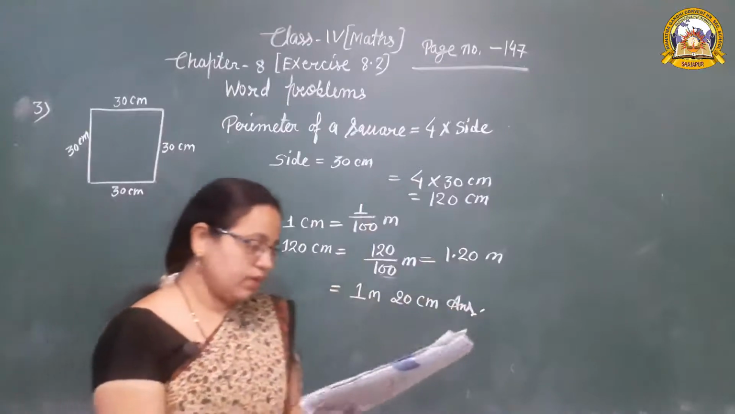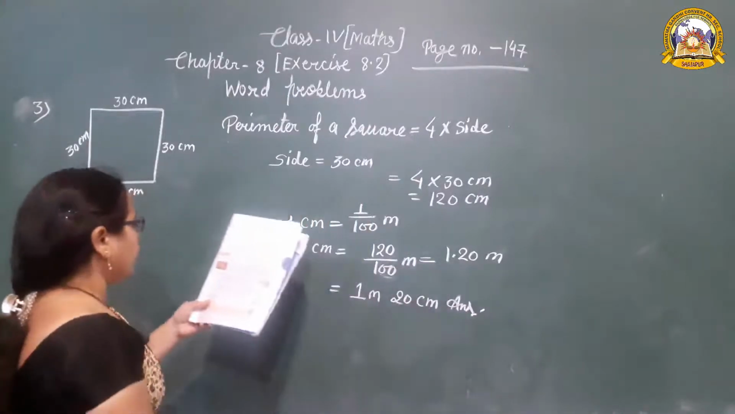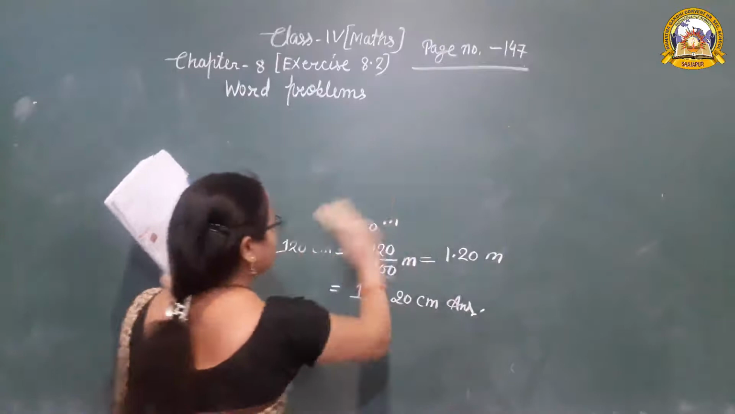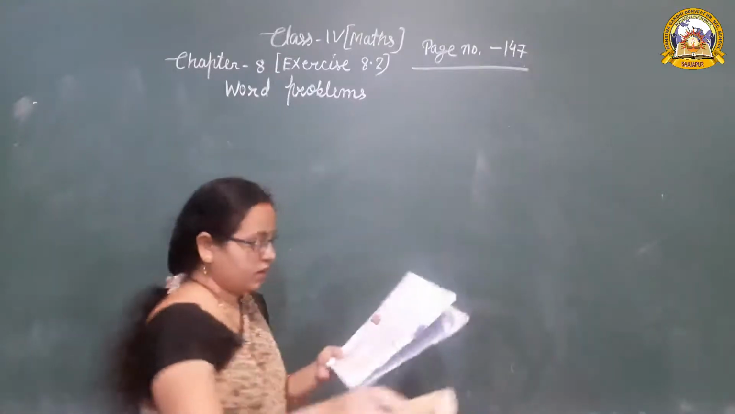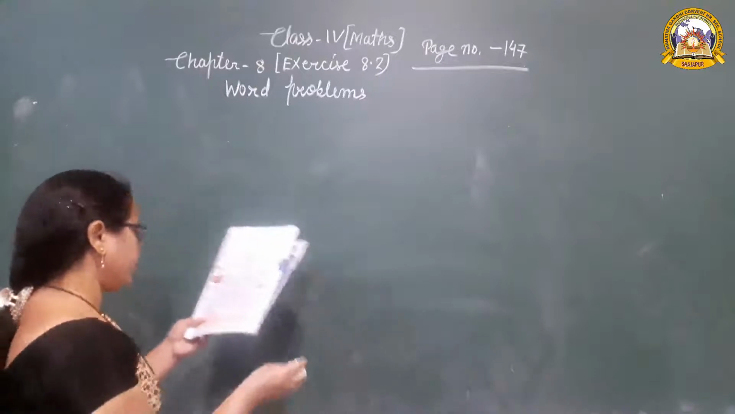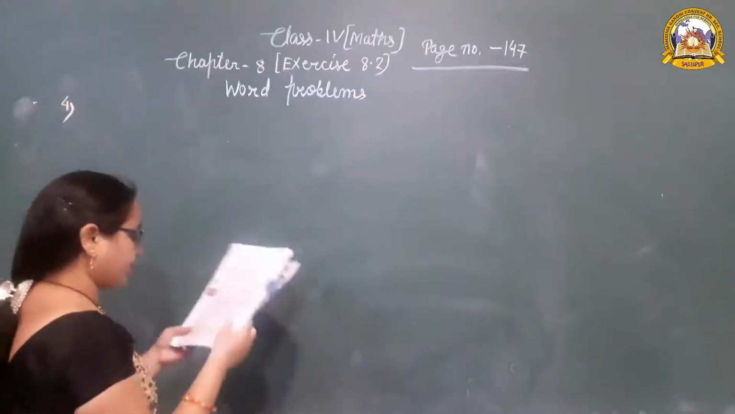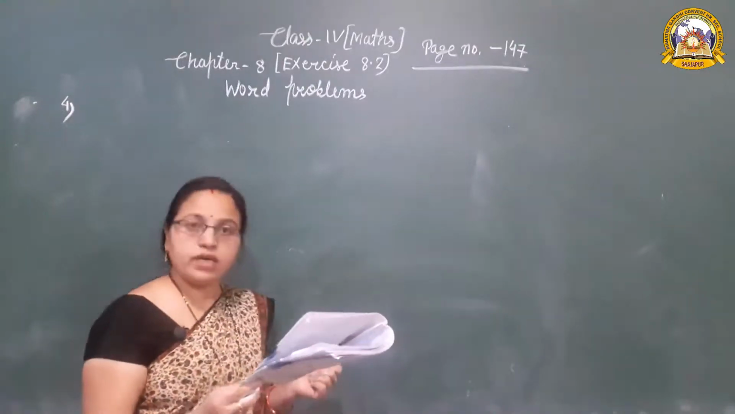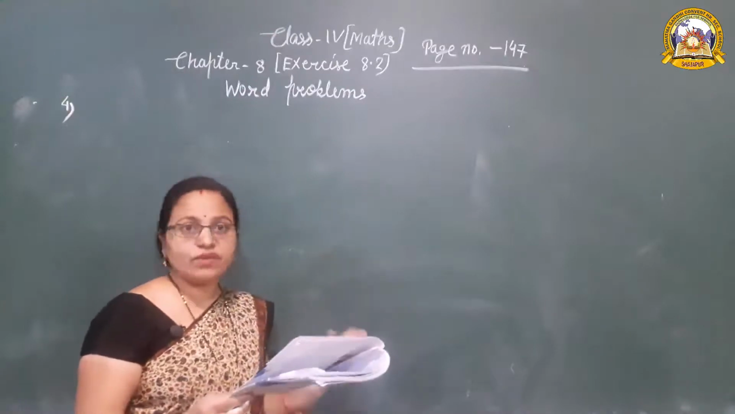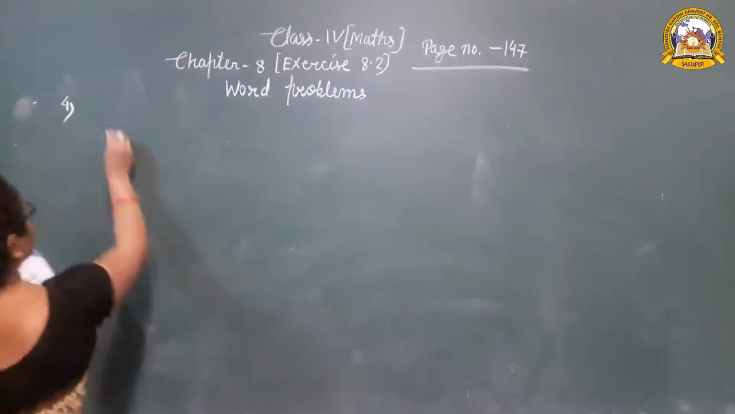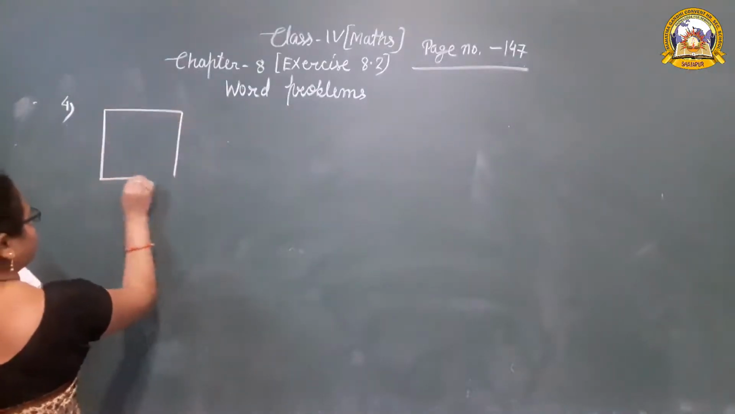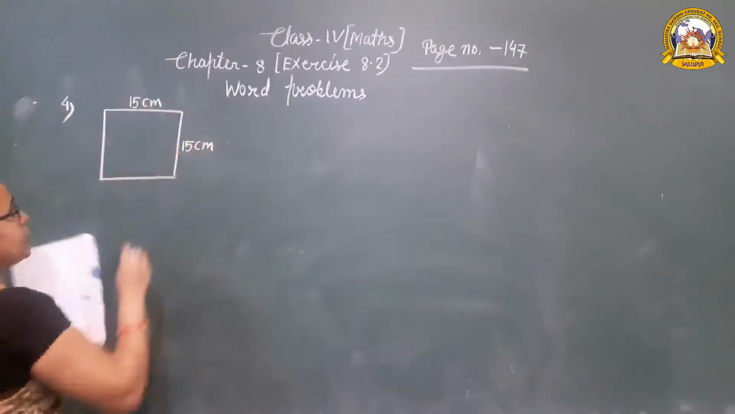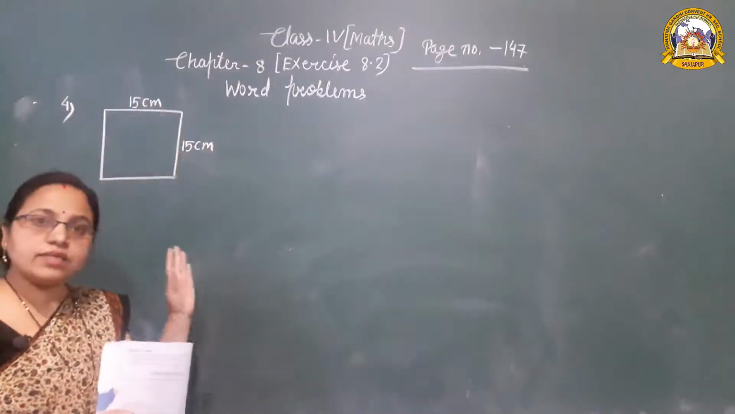Now the question number 4, the last question of this exercise. All of you read the question number 4. What is given in that? In the question number 4, Rita has a 1 meter long ribbon. She uses it to decorate the given handkerchief. How much ribbon will be left over? It means the handkerchief is in which shape? In the square shape. 15 centimeter. Another side is also 15 centimeter. It means the handkerchief is in the square shape.